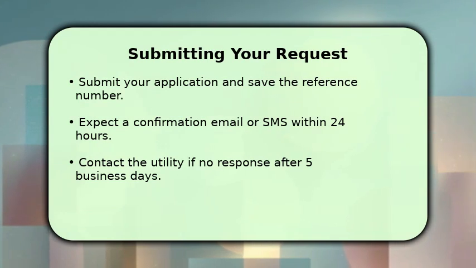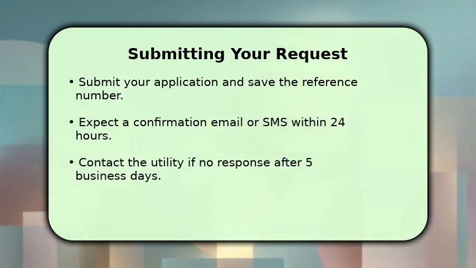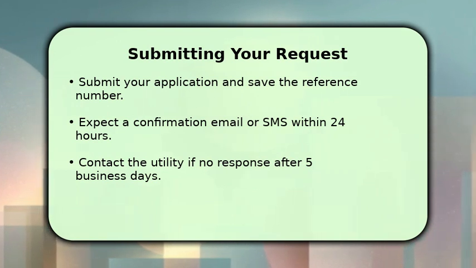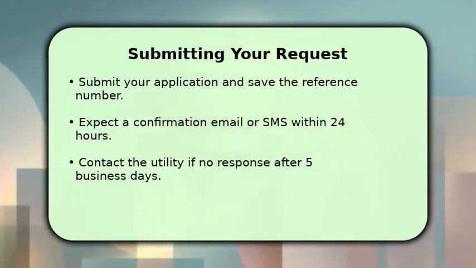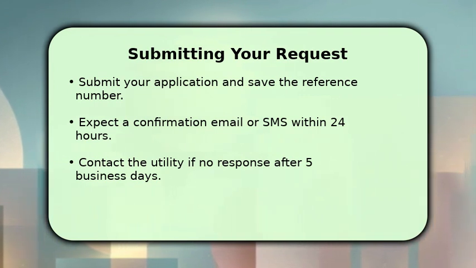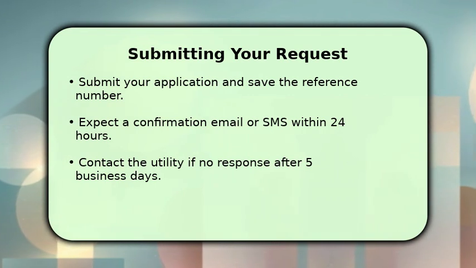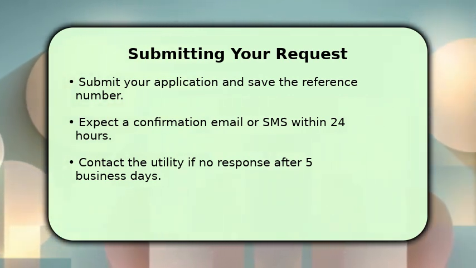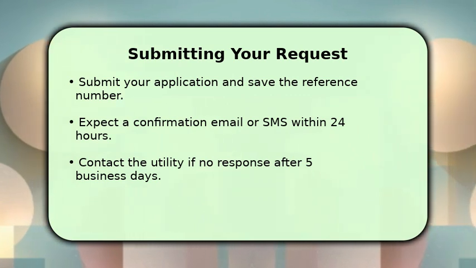After reviewing, submit your application. You should receive a confirmation message with a unique reference number. Make sure to save this. Typically, you'll get a confirmation email or SMS within 24 hours. If you don't hear back from the utility provider within 5 business days, it's a good idea to follow up with them directly, using your reference number for quick assistance.